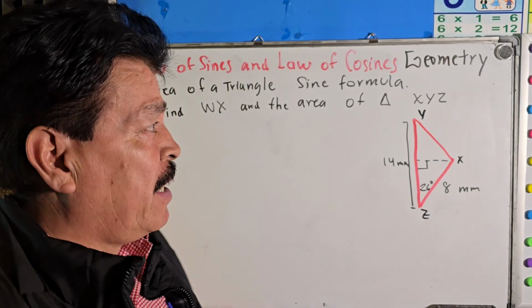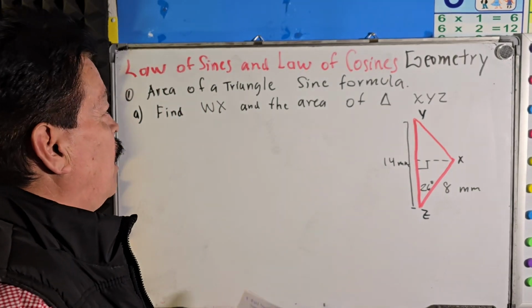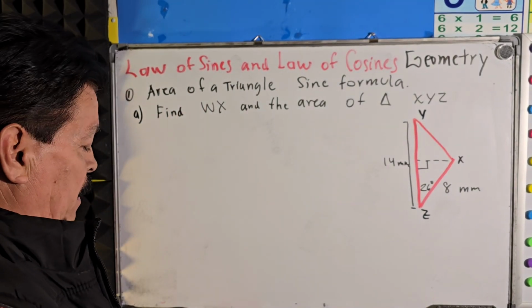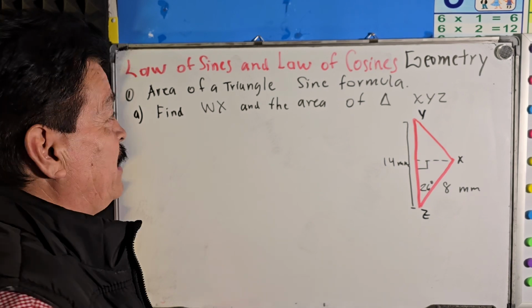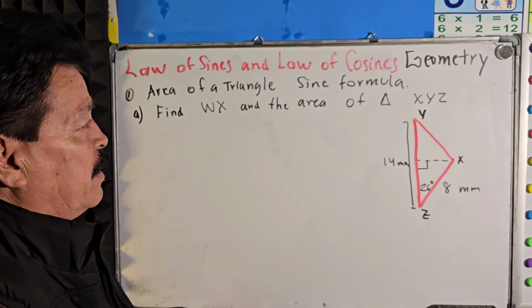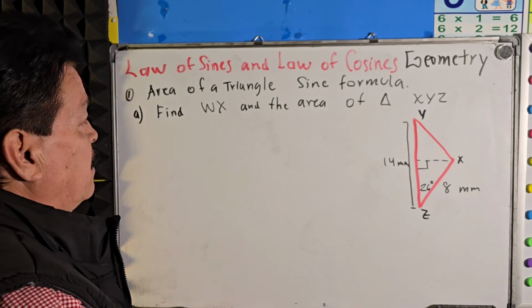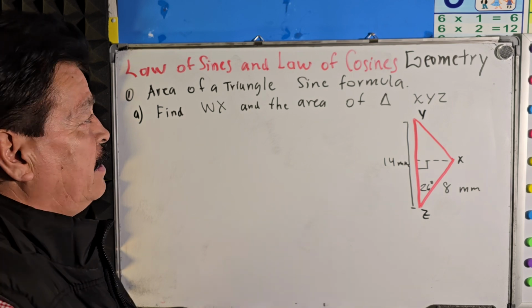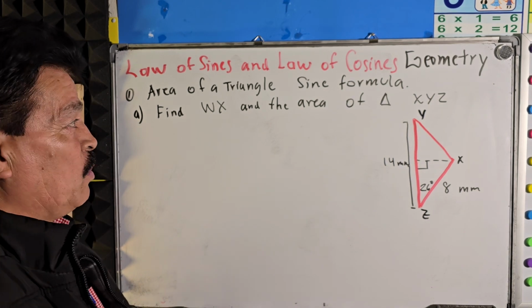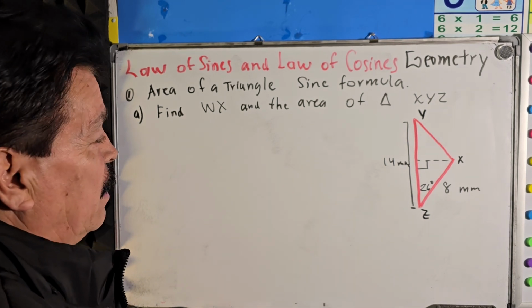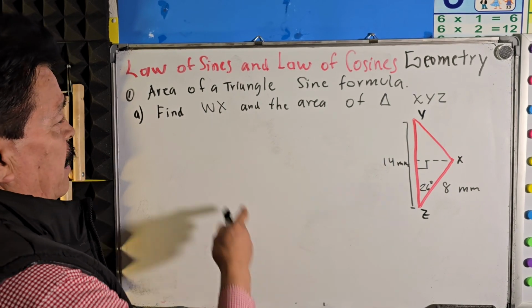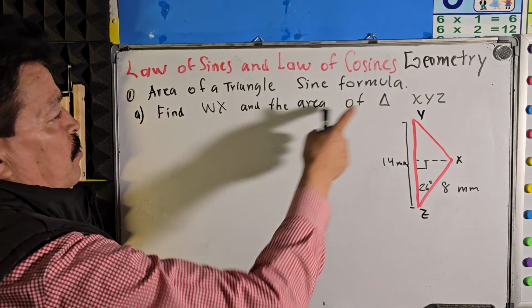Geometry class. Today we will continue teaching you right triangles and trigonometry. Today our topic is law of sines and law of cosines. These properties. I have one problem right here: the area of the triangle sine formula.